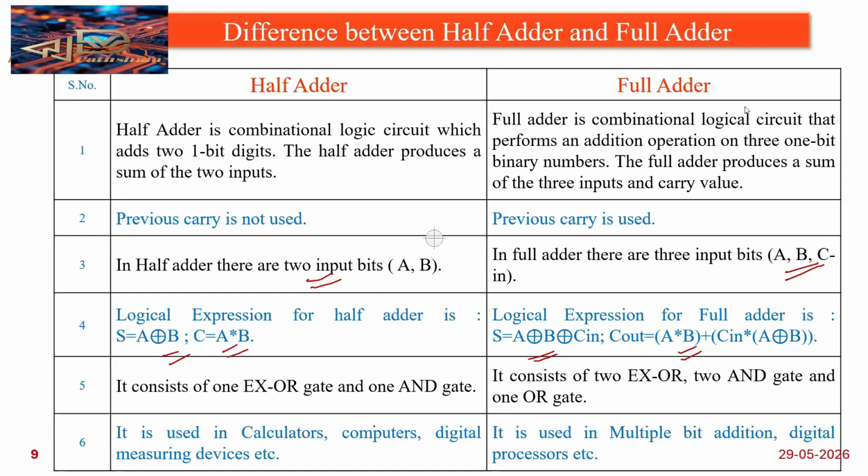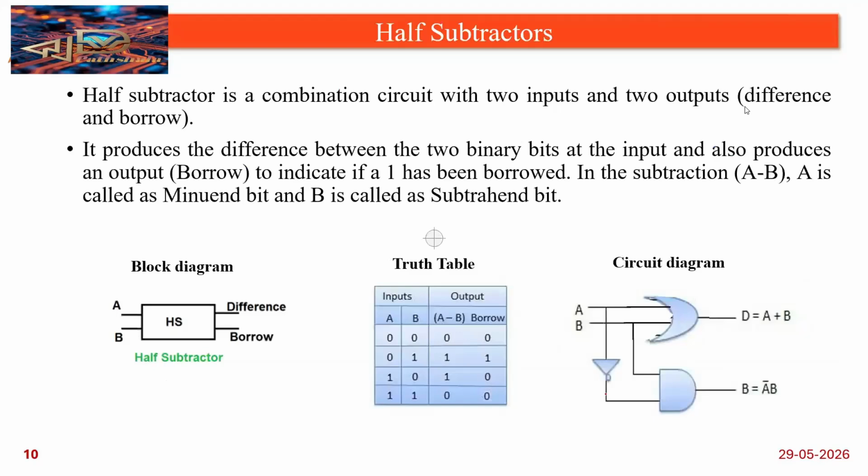In the half adder we get one exclusive OR gate and one AND gate, but in the full adder two exclusive OR gates, two AND gates, and one OR gate are required. That is the basic difference between the full adder and half adder. Both are combinational circuits used for adding purposes only. The half adder gives just sum and carry, and full adders are utilized in ALUs. Whenever you are adding different values, we use full adders.